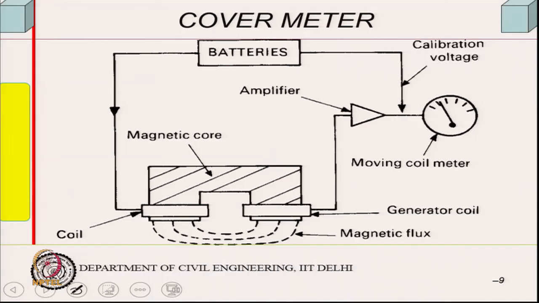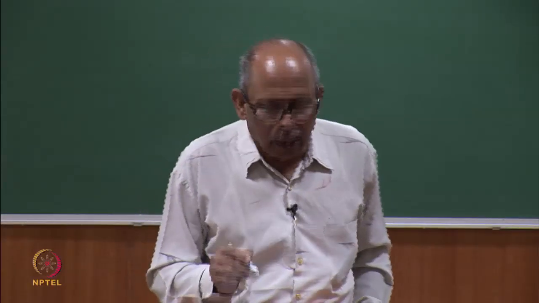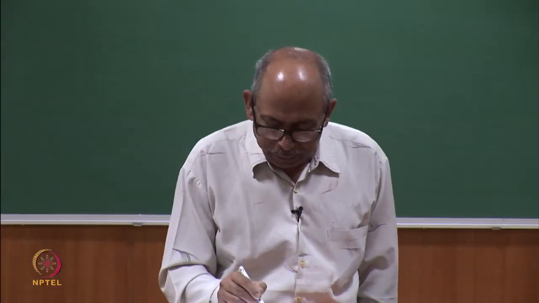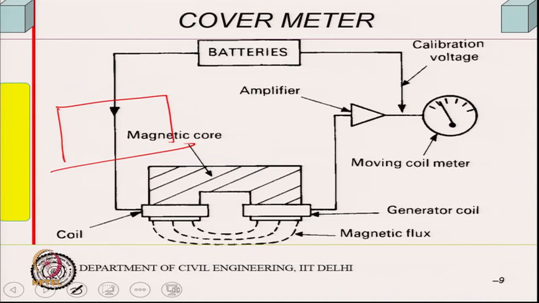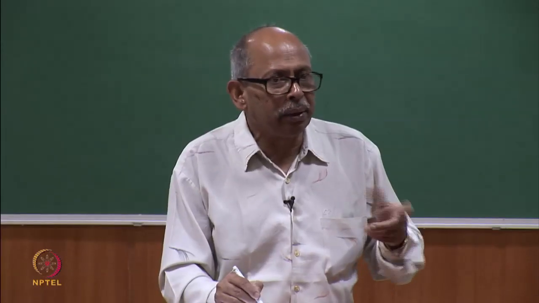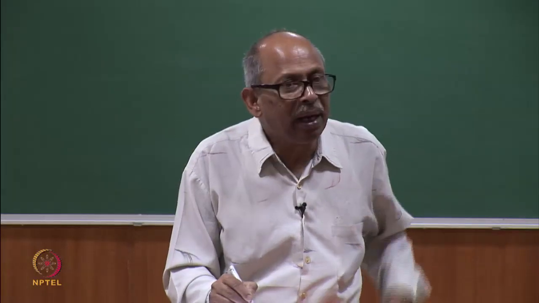Measuring cover depth as well as bar location. Now, this was the very conventional way. If you recollect, how does a transformer work? A transformer has a magnetic core, with a primary coil here and a secondary coil there. As the alternating current changes, the magnetic field here will change.